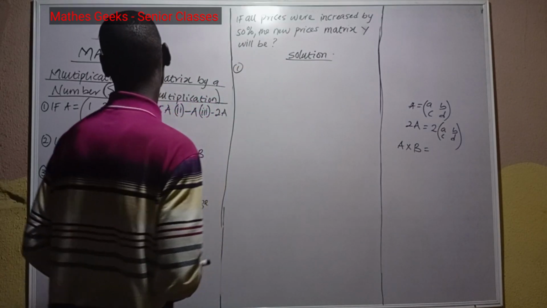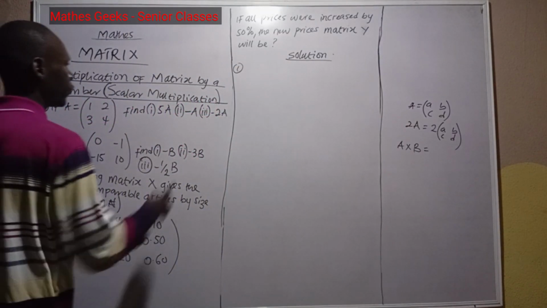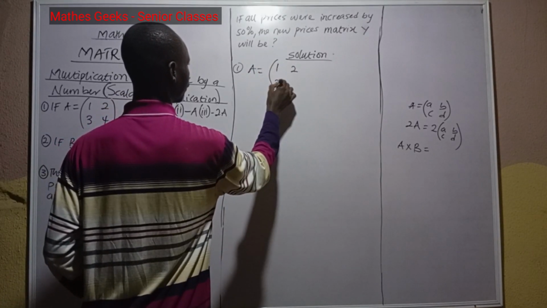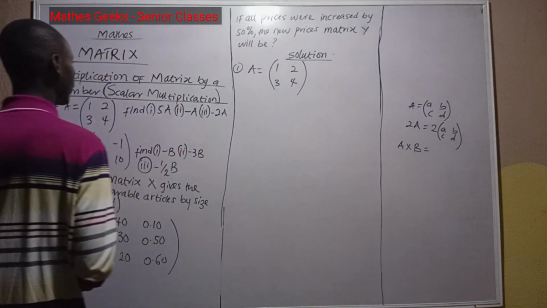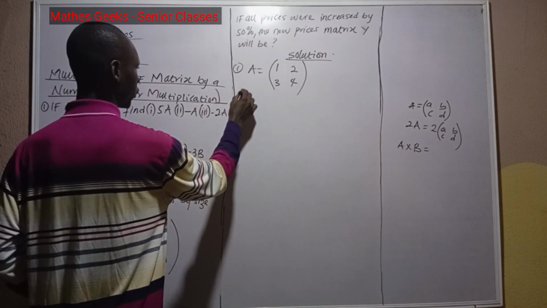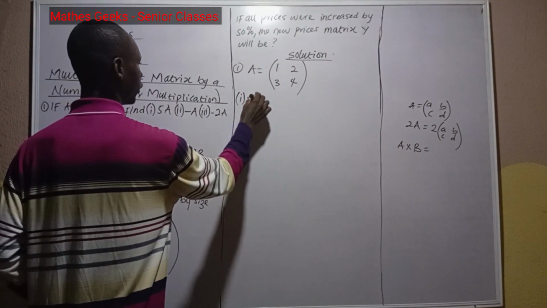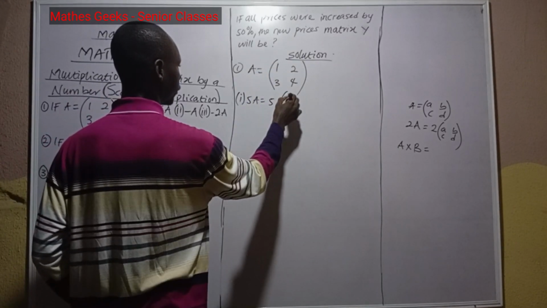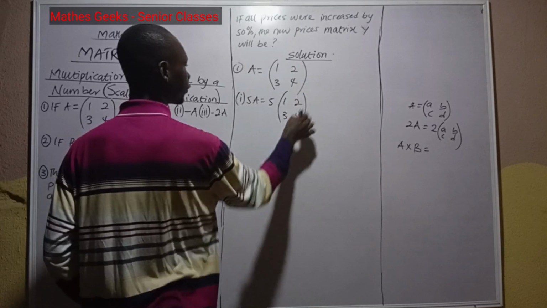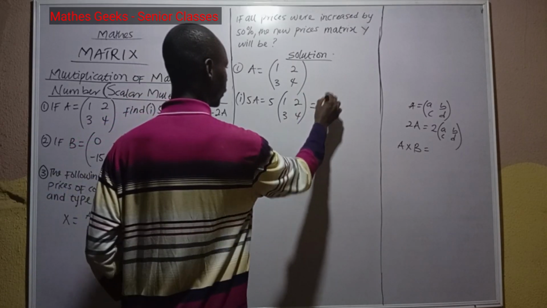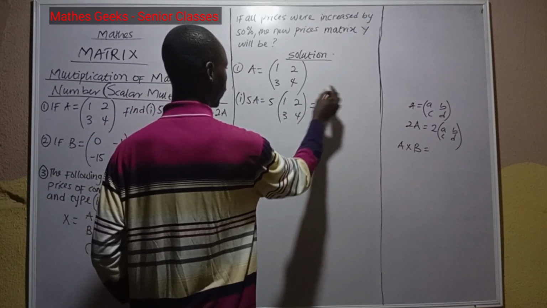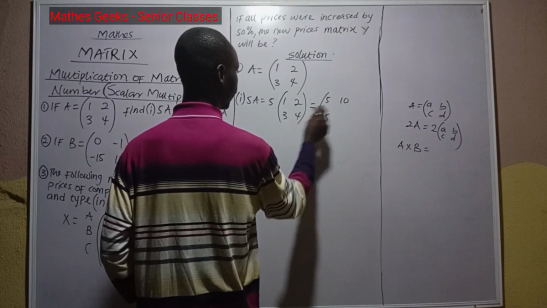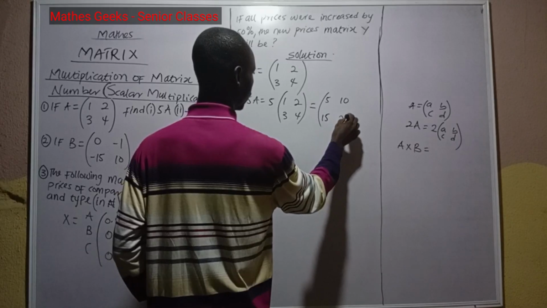Solution number 1. If E is the matrix 1, 2, 3, 4, find figure 1, 5E. 5E is equal to 5 times the matrix 1, 2, 3, 4. This gives us the matrix: 5 times 1 gives us 5, 5 times 2 is 10, 5 times 3 is 15, 5 times 4 gives us 20.